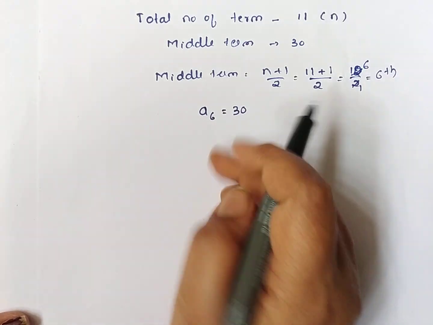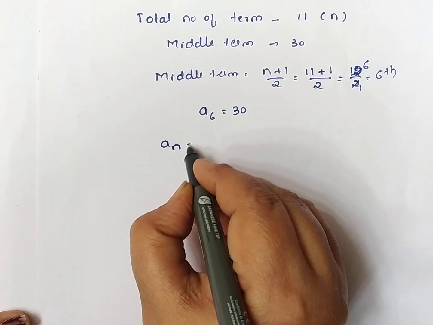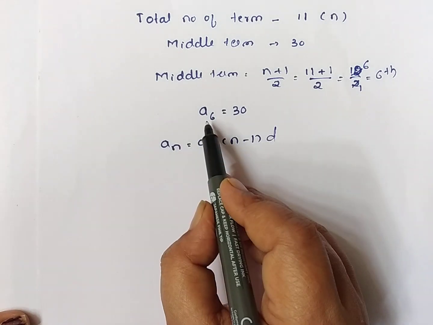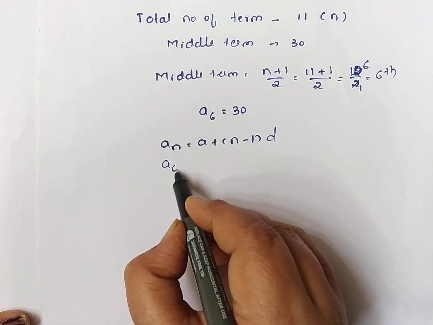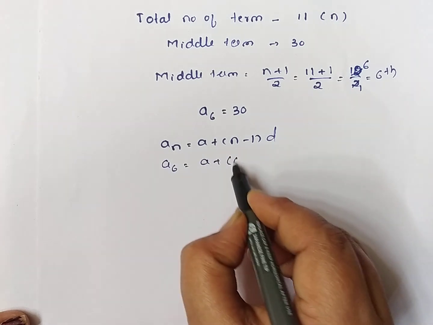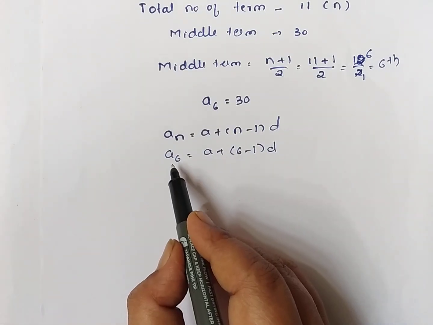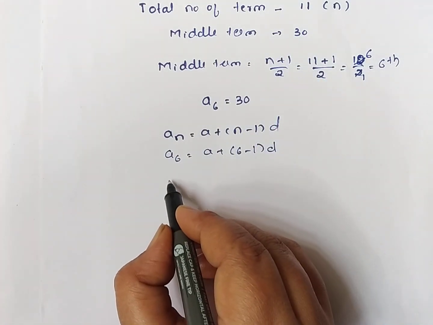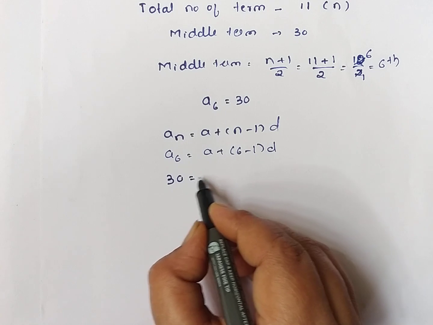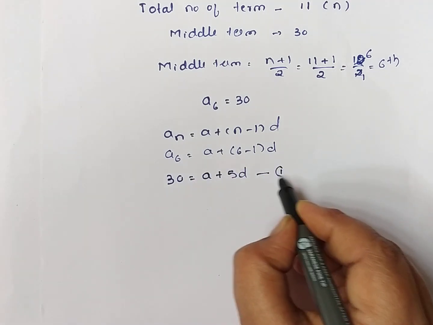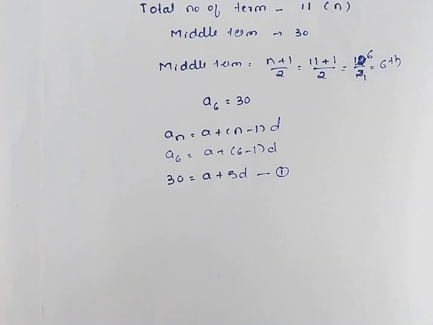Now the nth term of an AP is an equals a plus n minus 1 into d. So a6 is a plus 6 minus 1 into d. We know the 6th term is 30. That is 30 equals a plus 5d. We will take this as equation 1.